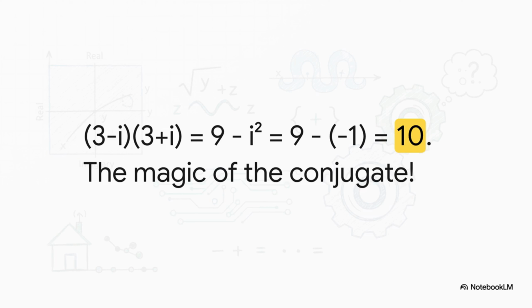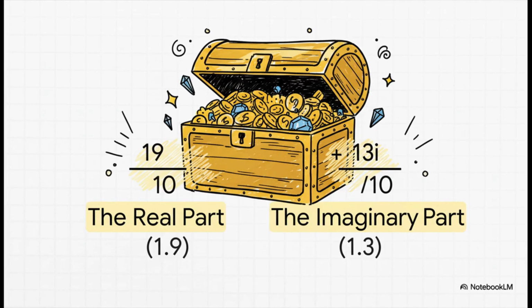Okay, now for the bottom part, the denominator. And this is where the magic really happens. When you multiply a number by its conjugate, the i terms always cancel each other out. It's designed to do that. You're always left with a plain old real number. In our case, we get 9 minus a negative 1, which is just 10. A nice, simple, real number. And just like that, the code is cracked. We've got 19 plus 13i all sitting over 10.